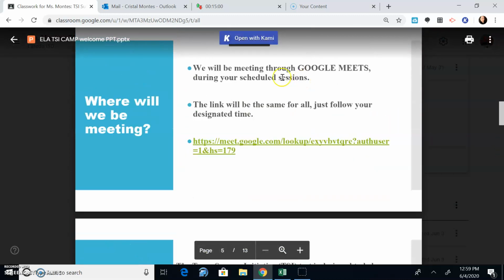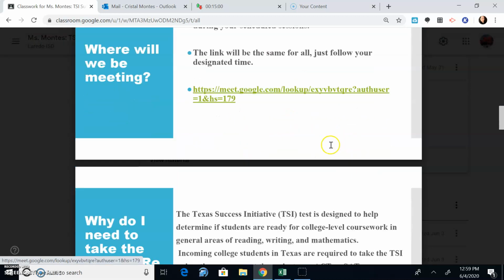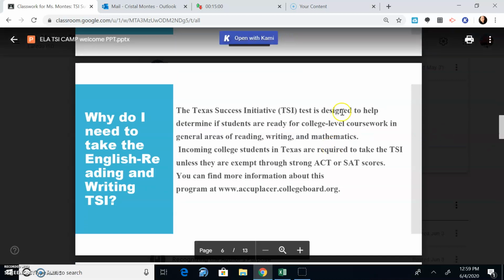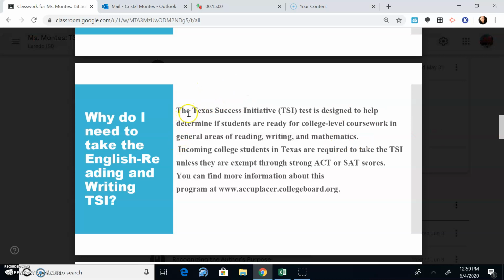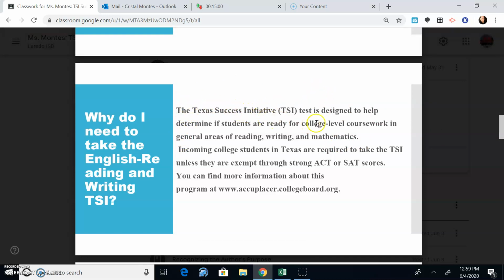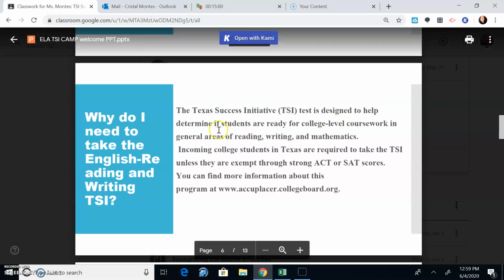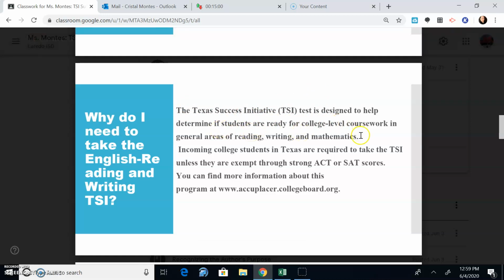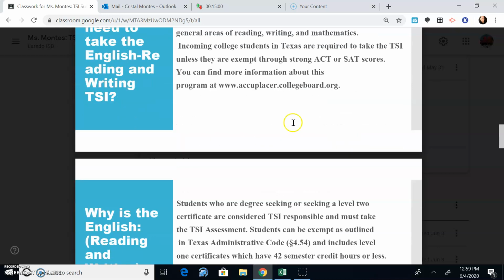The Google Meet link that we're using every day is the same one. The only thing that changes is your designated time. I did tell you why we needed to take the Reading TSI test. The TSI test is designed to help determine if students are ready for college level coursework in general areas of reading, writing, and mathematics. So you are in the early college, you are required by the state of Texas to pass the reading, the writing, and the math TSI.